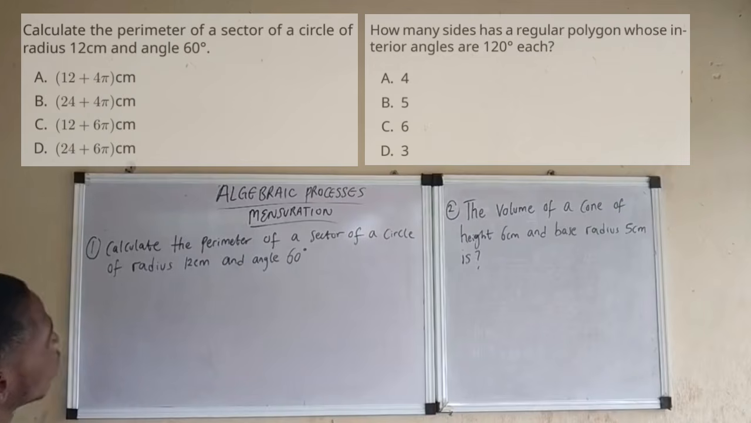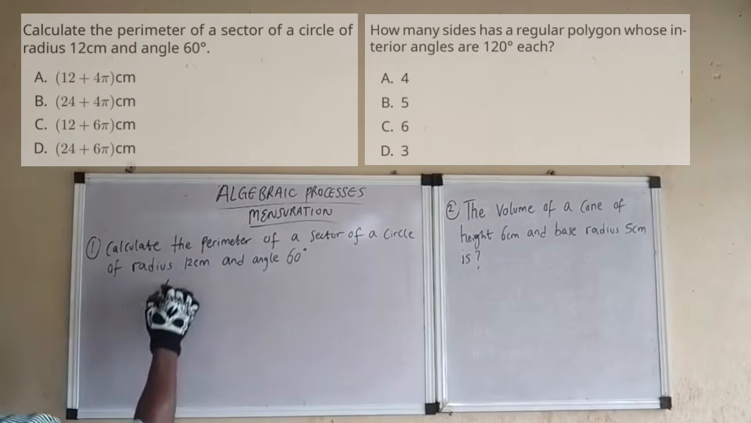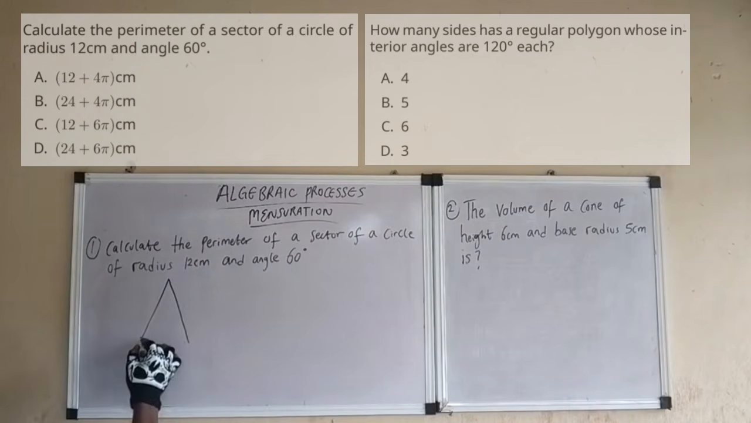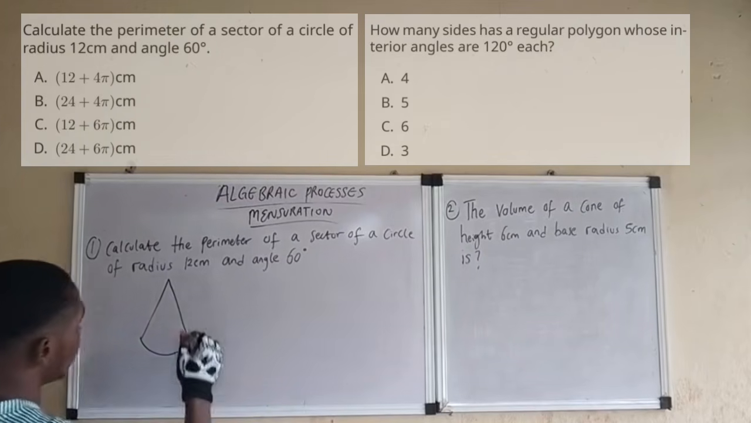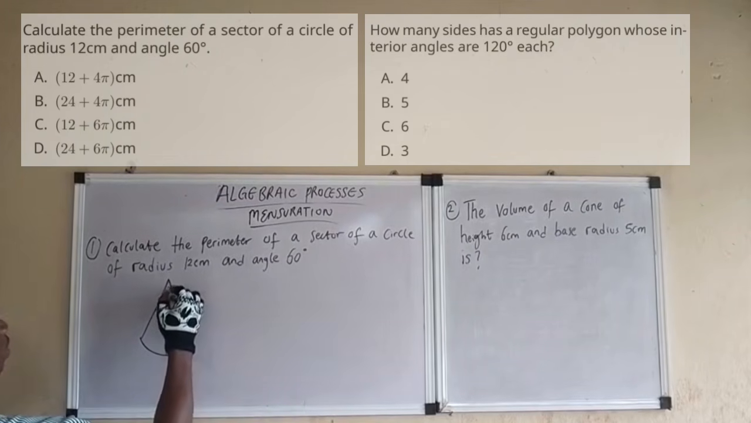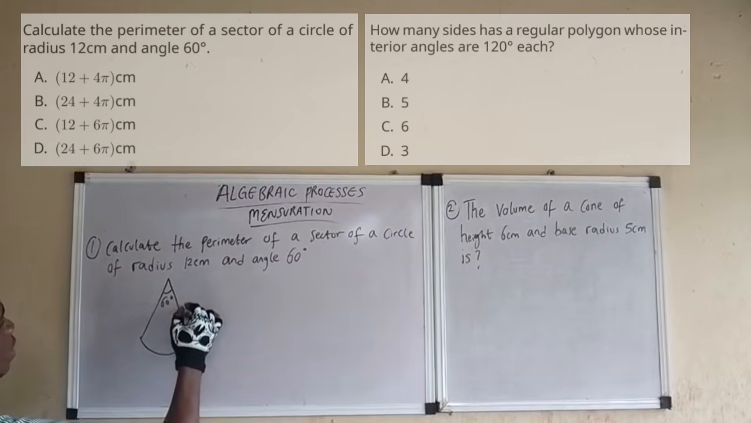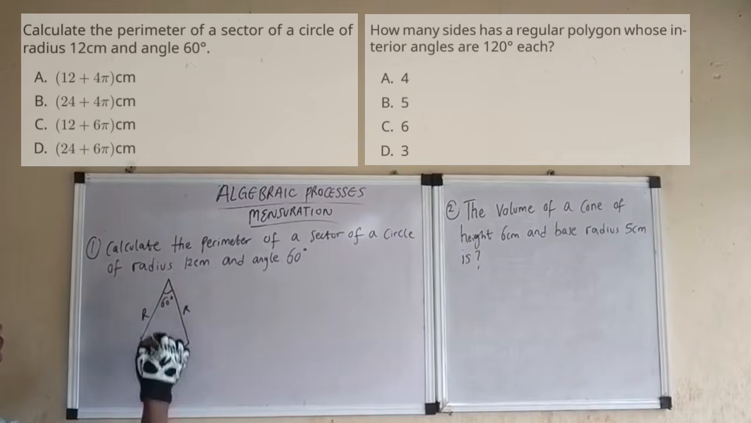All right. So what does a sector look like? This is what a sector looks like. Perimeter simply means add the length of all the sides. Here, this is 60 degrees, and this is a radius. This is a radius, and this is the length of an arc.